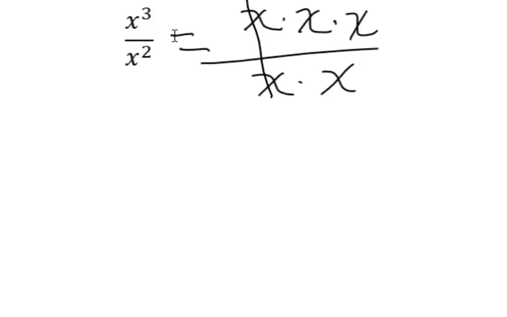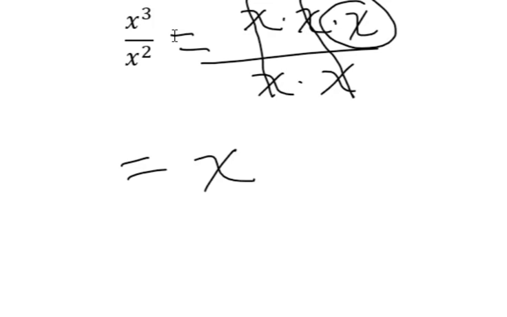x divided by x equals 1. x divided by x equals 1. And I'm left with an x. So the answer to this problem is simply x to the power of 1. But we don't write that 1 there.